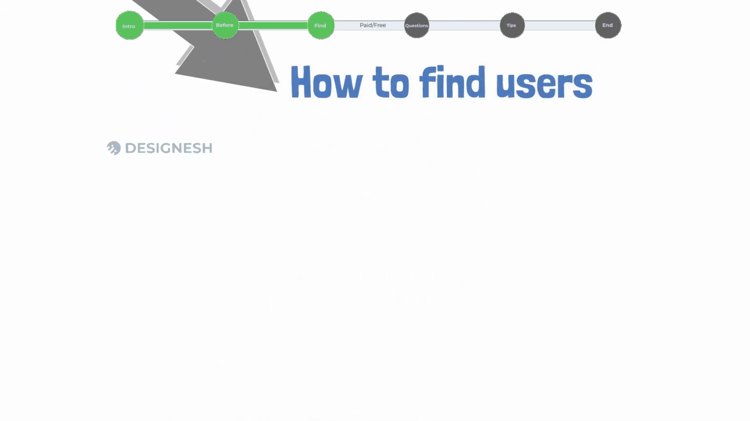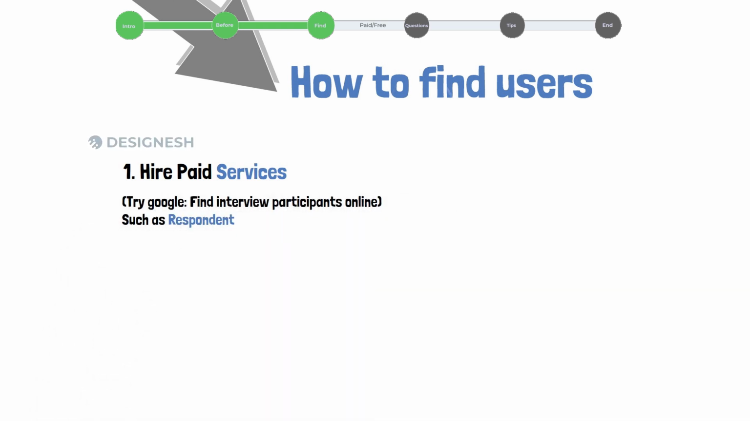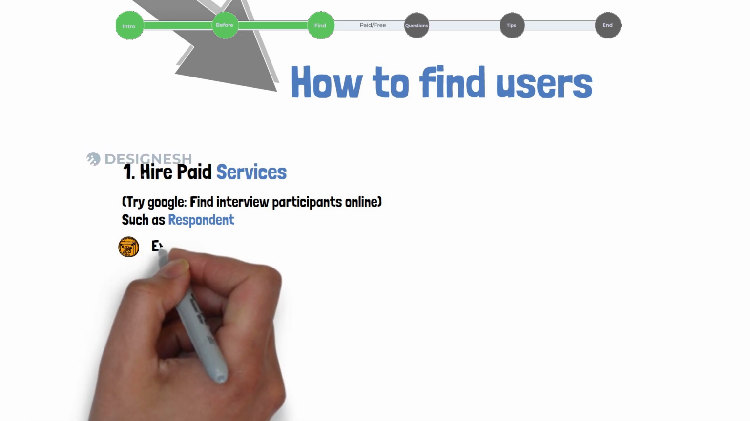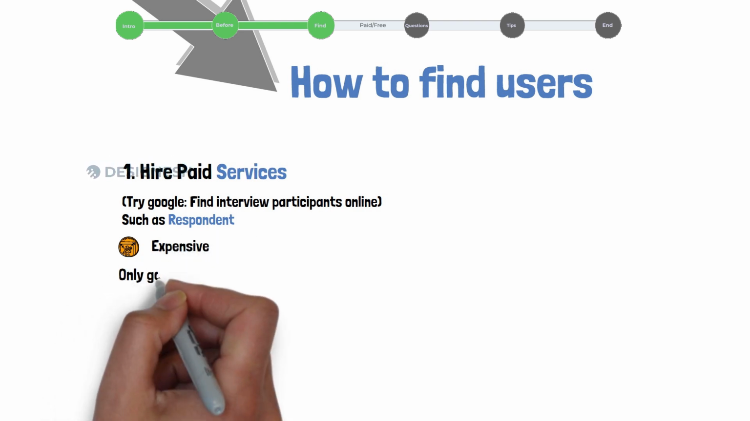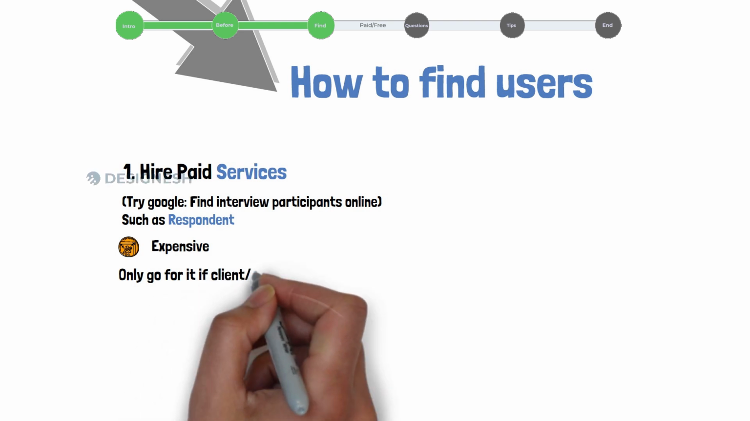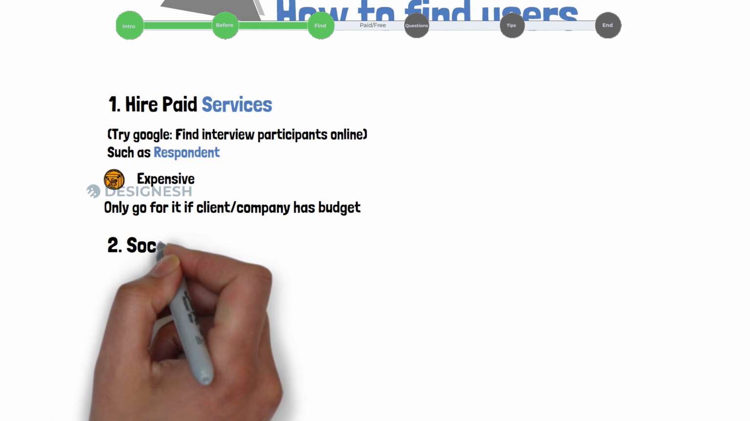The first way is that you can hire some paid services. Just type on Google and you will find them. One of the platforms is Respondent. You can literally find users by title, niche, or category you're working on. This is the most effective way but an expensive one. Only go for it if your client or company has enough budget. We are not going to work on it as our client is not paying for it for this project.